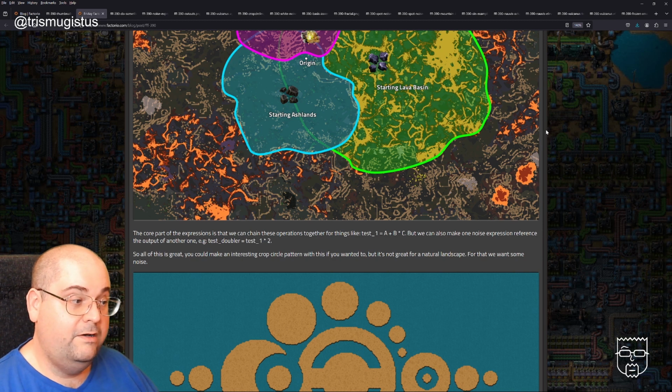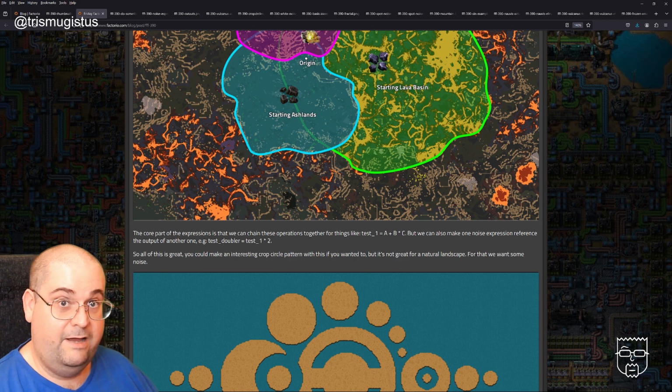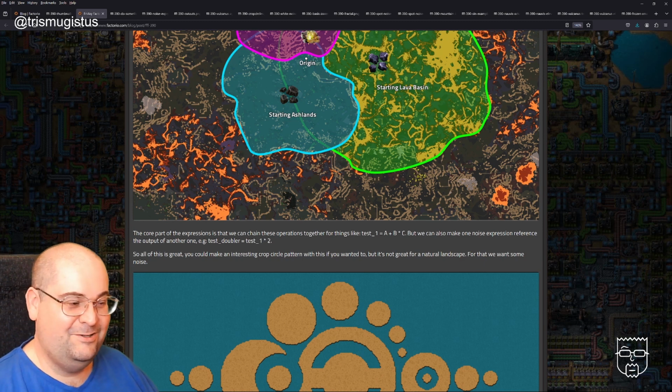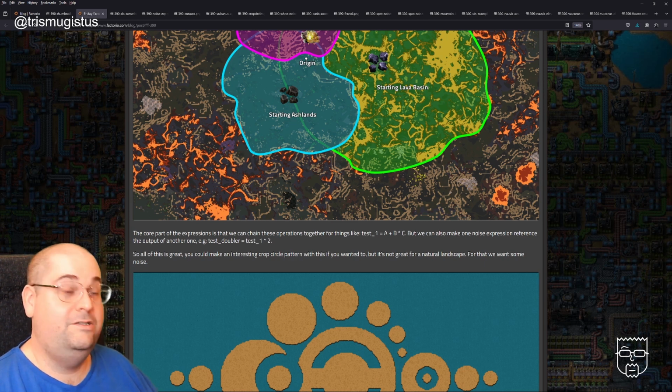But we can also make one monoise expression reference the output of another. So for example, test doubler equals test1 times 2. If you imagine that multiplied out expression, and I say this is kind of explaining algebra, so it's a strange way of explaining it rather than just saying what it is. Basically test doubler is twice the value of test1, always. Whatever numbers you plug in for a, b and c, test doubler will always be twice that.